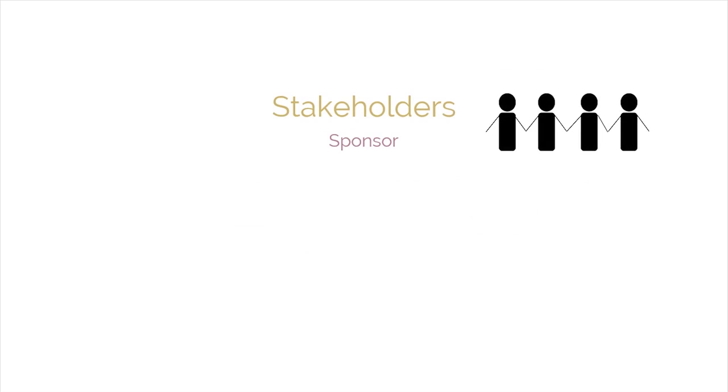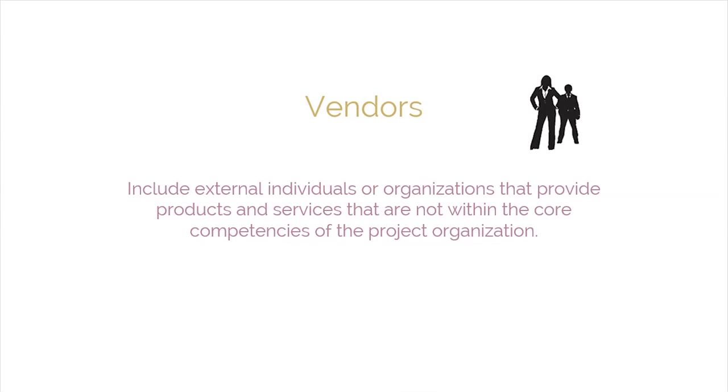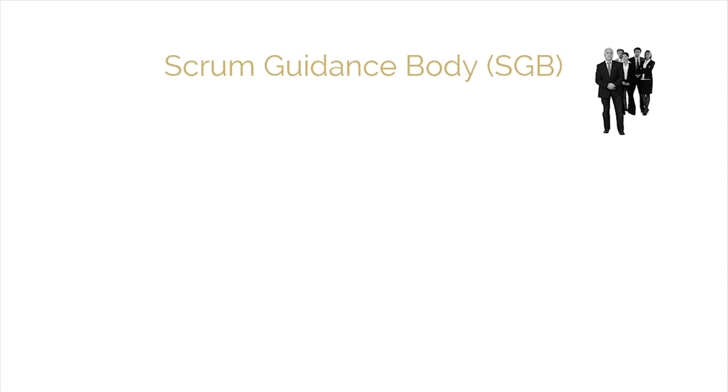Sponsor. This individual or organization provides resources and support for the project. The sponsor is also the stakeholder to whom everyone is accountable in the end. At times, the same person or organization can play multiple stakeholder roles. For example, the sponsor and the customer may be the same entity. Vendors include external individuals or organizations that provide products and services that are not within the core competencies of the project organization. Scrum Guidance Body, also referred to as SGB.